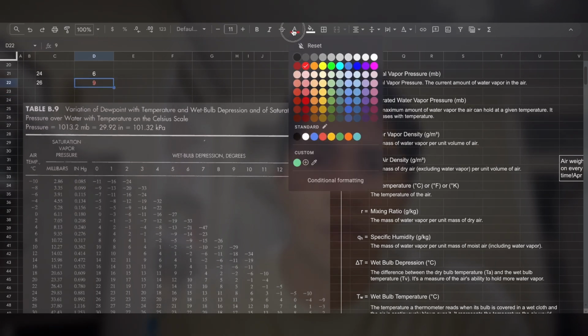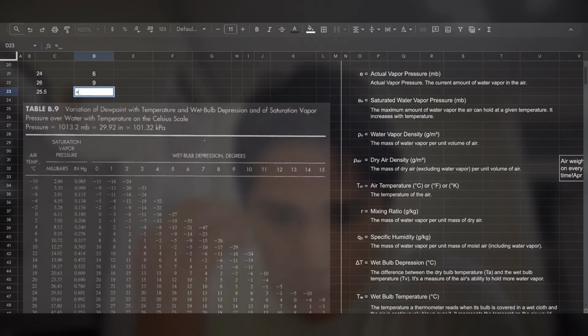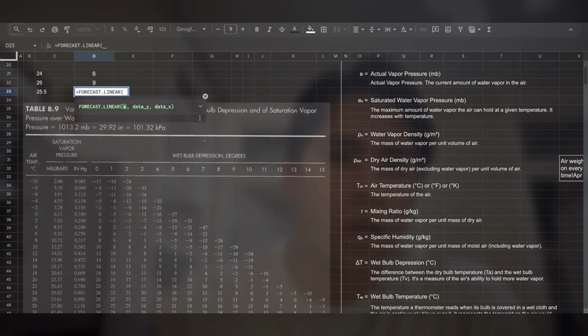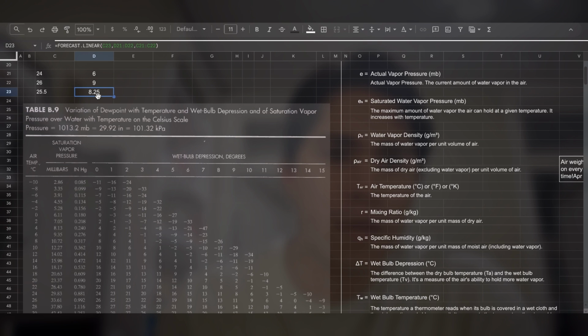Let me change this, 9. So we're interested in 25.5. We use our linear regression here, and we're interested in 25.5. This will be our y data. This is our x data. So for 25.5 degrees Celsius and a wet bulb depression of 10, we get 8.25 for the variation of dew point.